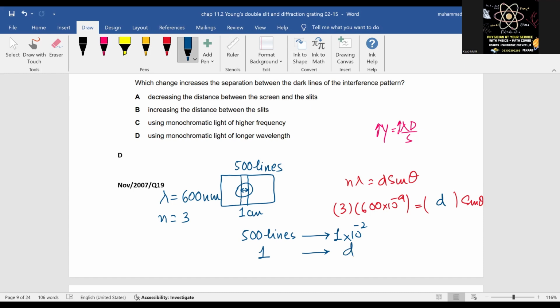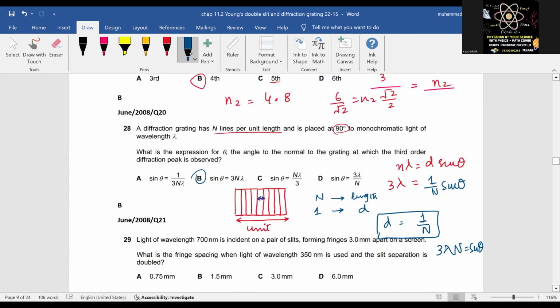Did you still not understand? So d is basically referring to the distance between the two lines. That is one distance. I took this one distance as the d, which is the distance between the gratings, and they give you the total distance. So you can just do cross multiplication: 1 exponent negative 2 divided by 500 gives you d. So you can put it in here. Is that clear? This is what I did over here.